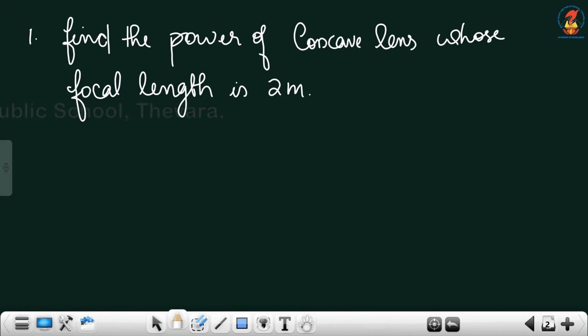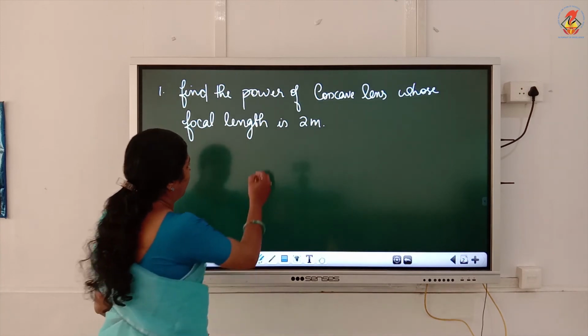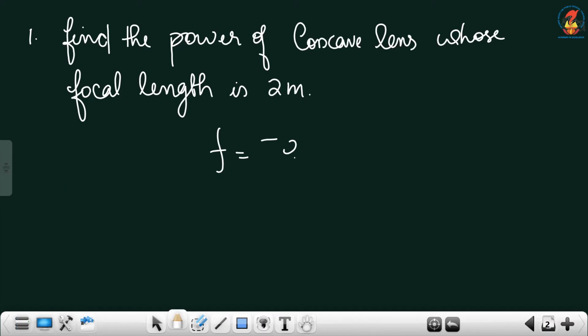Focal length is 2 meter. So, concave lens, focal length 2 meter means the value will be minus 2. So, we will write F equal to minus 2 meter. Now, what is the equation to find power? P equal to 1 by F. So, what is the answer?